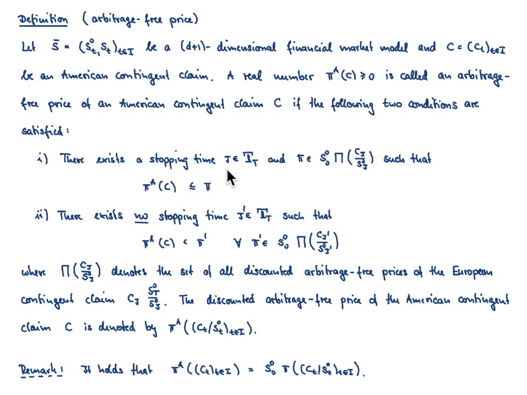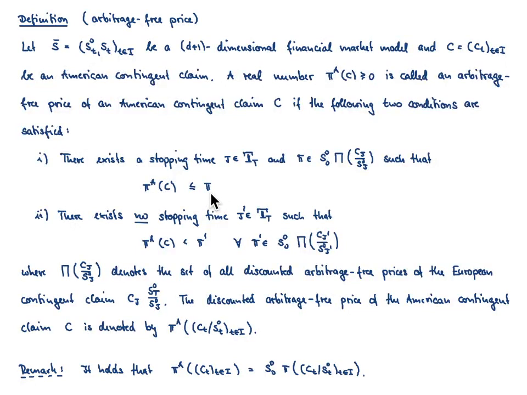There should exist a stopping time from the set of all admissible stopping times, as well as an arbitrage-free price of the corresponding European contingent claim at that stopping time tau. Meaning, I consider exactly this European contingent claim C_tau divided by S^0_tau multiplied by S^0_T, which we just discussed, and we take the corresponding discounted arbitrage-free price of it, and by multiplying it with the value of the numeraire at time point 0, we get the arbitrage-free price of this so-constructed European contingent claim. From that set, we take one element pi, and then the following should hold true, namely the price of this American contingent claim should be bounded from above by that number pi.